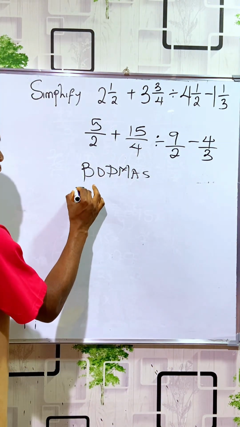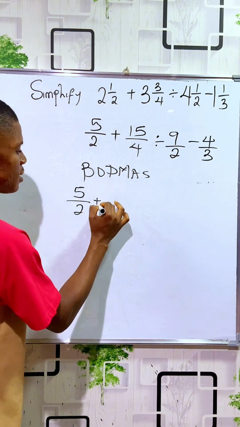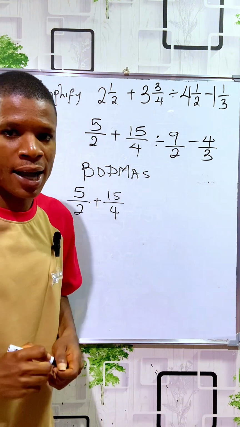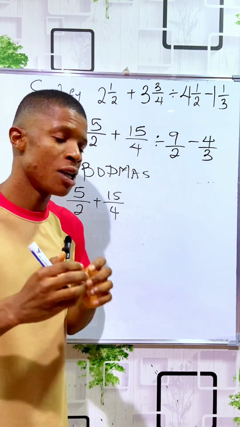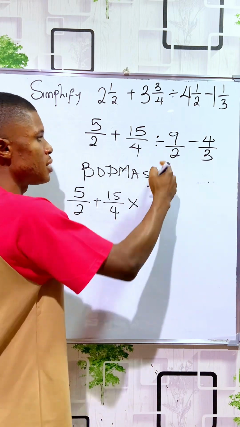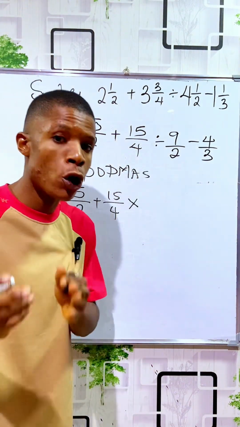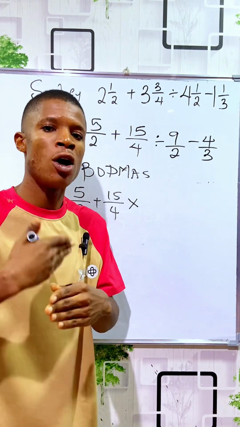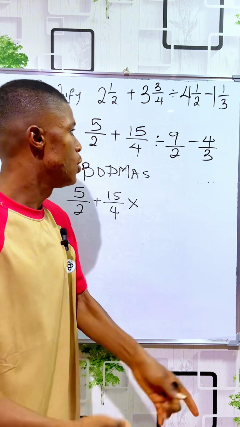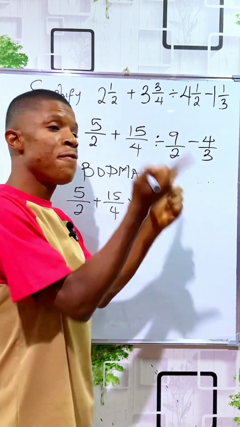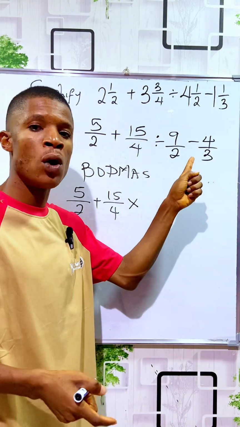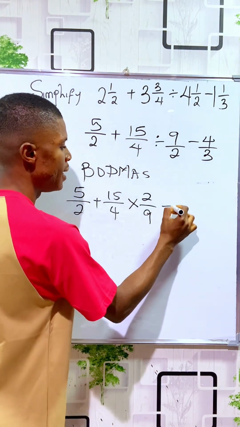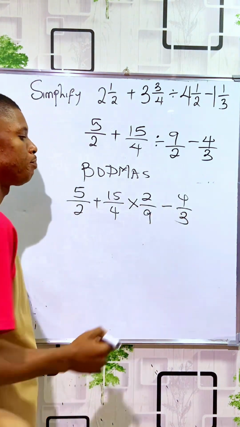So you can see we have 5 over 2 plus 15 over 4. Then you have to divide. And to divide in fractions, you are permitted to change the division sign to multiplication. But the corresponding fraction, which is 9 over 2, you flip the positions of the numerator and the denominator. So instead of having 9 over 2, if I flip the positions, I have what? 2 over 9. So I have 2 over 9 minus 4 over 3.